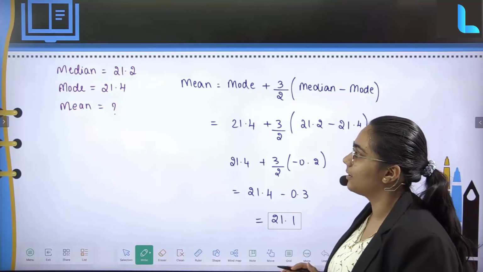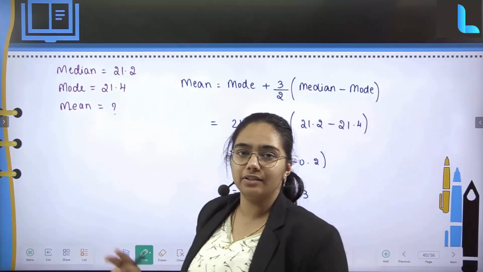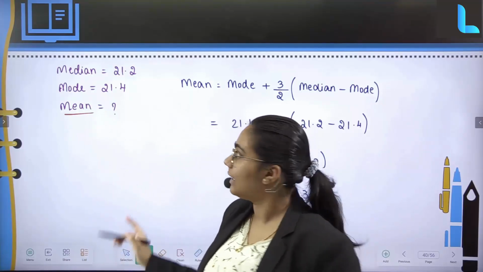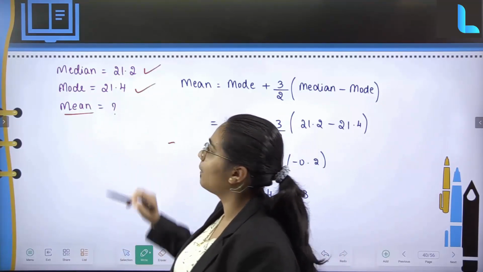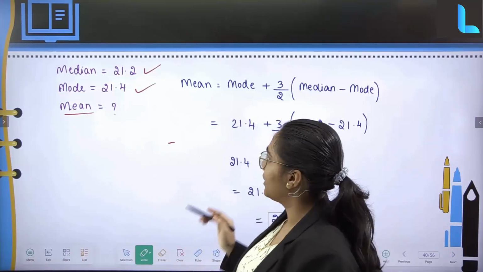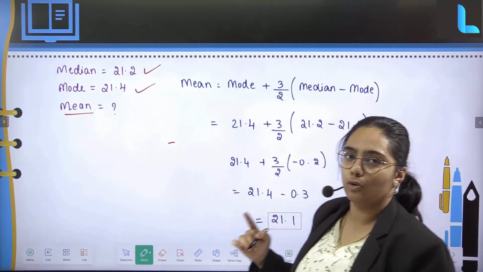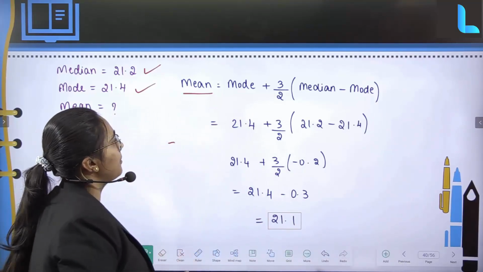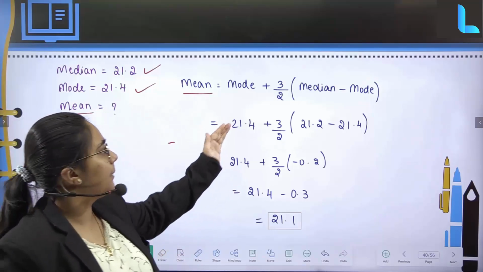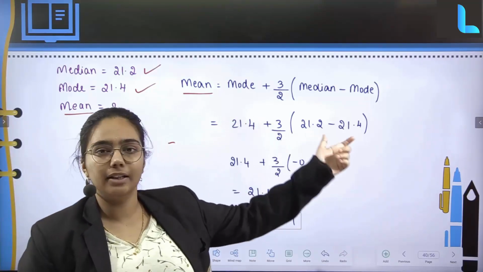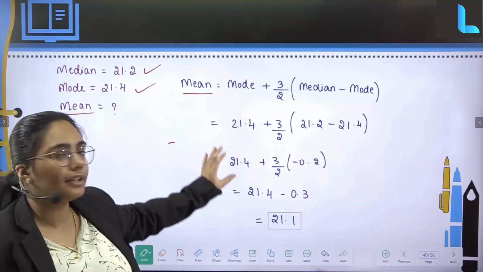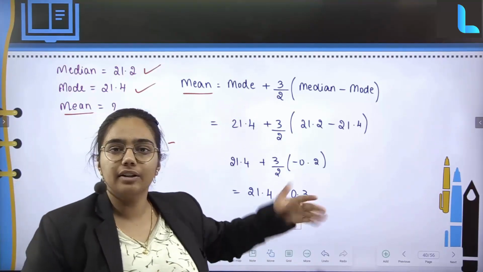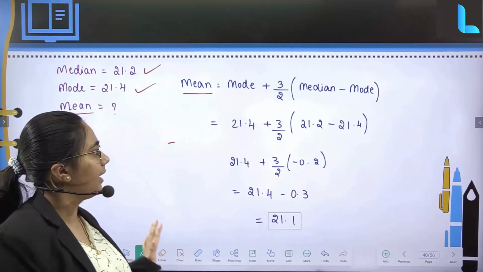We saw in the previous question how to find the median. In this question, let's see how to find the mean where the median and mode are provided. If the median as well as the mode is provided, what is the formula? If you have to find the mean, the formula is mode plus 3 upon 2 multiplied by (median minus mode). I have just written it over here. You can simplify it, or you can convert it and write it in whatever formula we saw in that part.